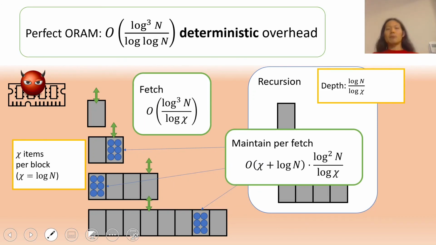Now we put back the fetch phase. We have a vector block, so it takes extra log vector to touch each block, and putting together two phases, the overhead is lambda less than q b log n, and this is a deterministic time bound.